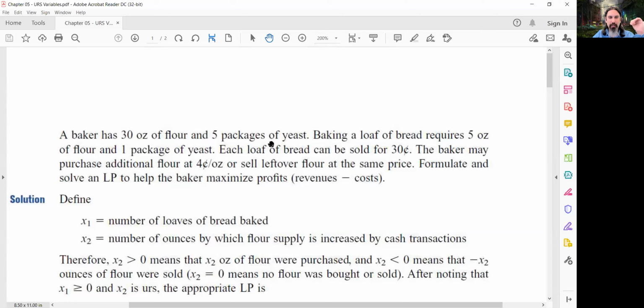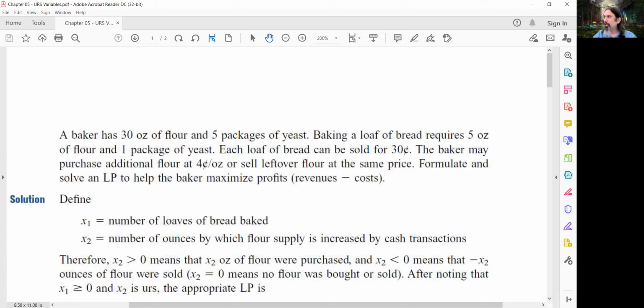And for that one, we have to find out how much of which raw material we are using to produce just one loaf of bread. So it's 5 ounces of flour and one package of yeast. And I have 30 ounces of flour. So I actually have to use 5x1 because x1 is the number of loaves of bread I'm gonna bake. So 5x1 is going to be less than or equal to 30 because I have 30 ounces of flour, okay? But I also know that I can buy more flour with x2.